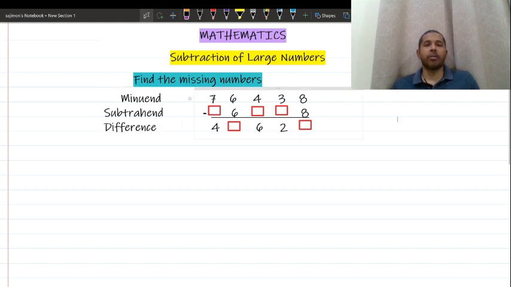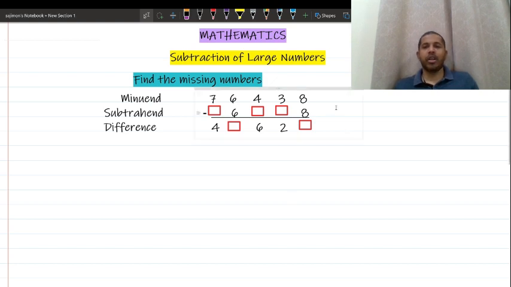All the numbers are present in the minuend, 76,438. There are no missing numbers. Look at the subtrahend, 3 numbers are missing. Then in the final answer, 2 numbers are also missing. Now we can study one by one how we can find the missing numbers.